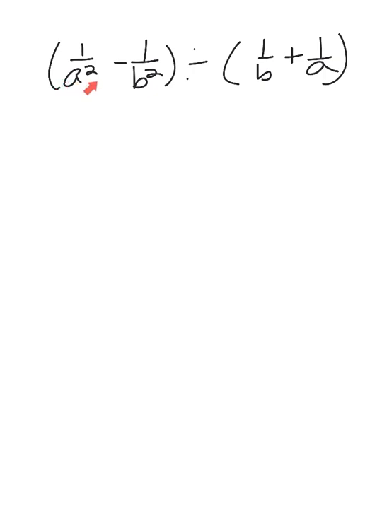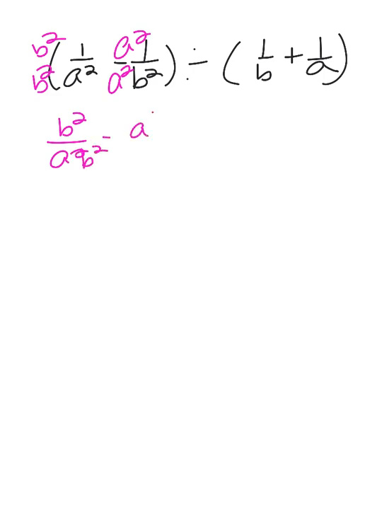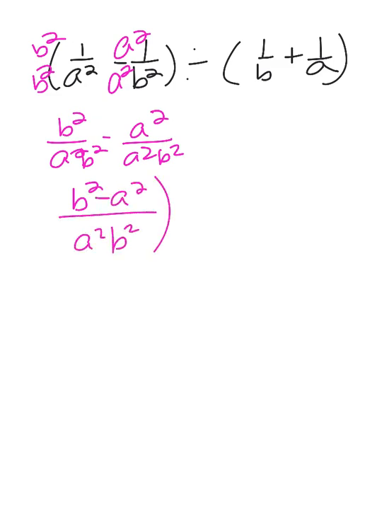So in order to subtract fractions, you have to have the same denominator. So I'm going to multiply this denominator by b squared. And the numerator by b squared. And then I'll multiply the other one by a squared. So I get b squared over a squared b squared minus a squared over a squared b squared. So subtract the numerators, keep the denominator. So that's b squared minus a squared over a squared b squared.